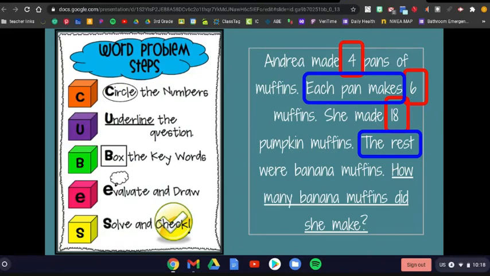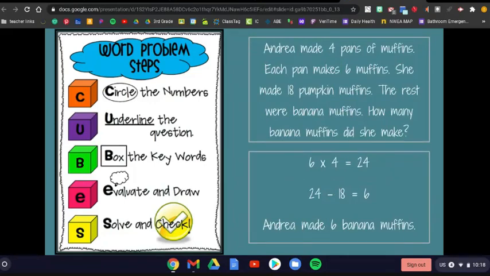And then we boxed up the keywords, each pan and the rest. Remember that we are talking about multiple step word problems. So you have 24, and I know that you got 24 because I can read your minds by multiplying the 6 and the 4, but that's not the whole answer. Take a look at this.